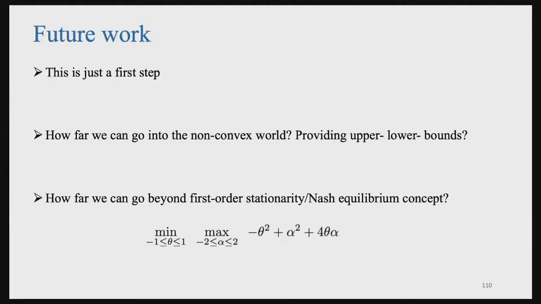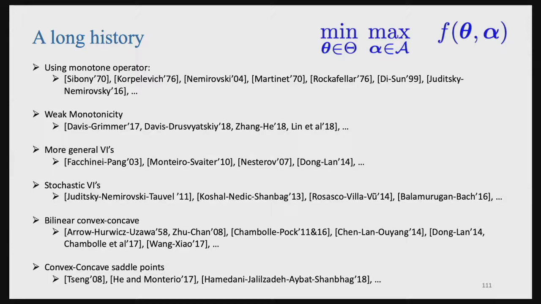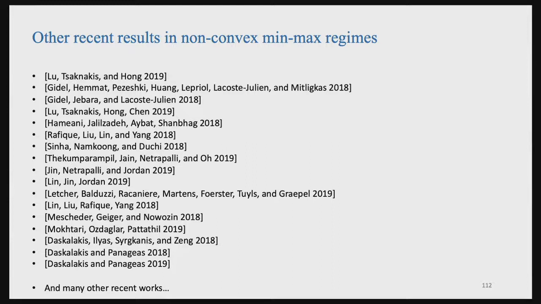Min-max also has a long history, starting from basic variational inequalities in the 70s. But a lot of efforts were focused on the convex-concave case, whereas right now we need non-convex problems as well. At the same time, a lot of efforts treated the variational inequality as an abstract thing. Now, our variational inequality has a structure, coming from a min-max problem, which hasn't been exploited. That's why a lot of recent works are trying to exploit this knowledge.